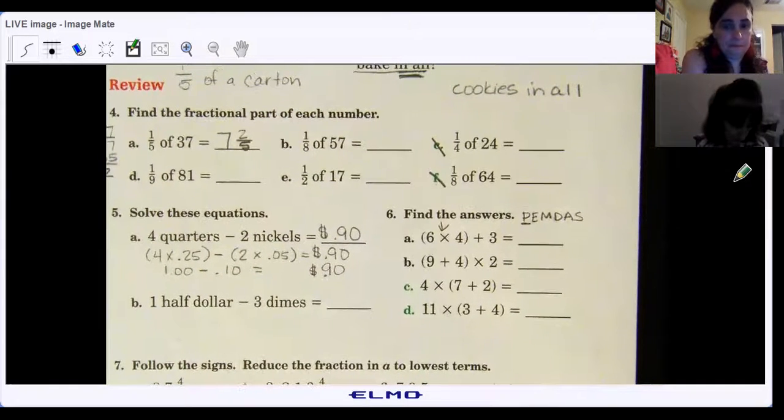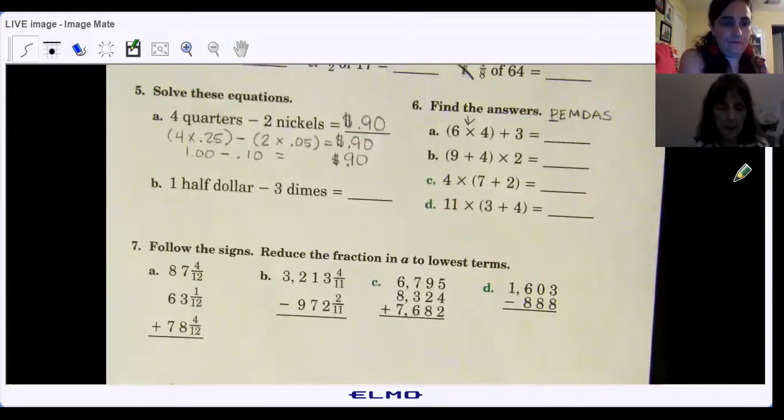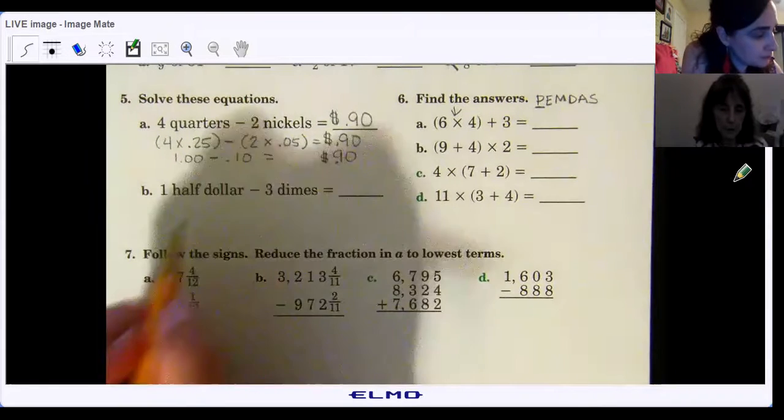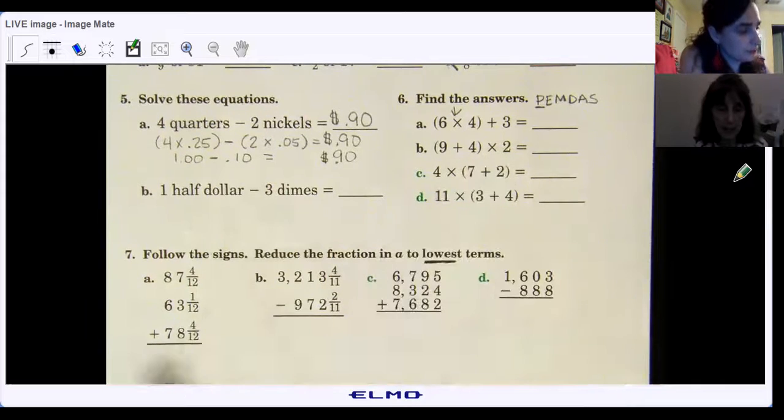All right, we can cross off. Let's go to the next one, number 7. Follow the signs and reduce the fraction to lowest terms. In A, it tells you which one to reduce. The fraction in A has to be reduced to lowest terms, so you're going to have to find the lowest terms.